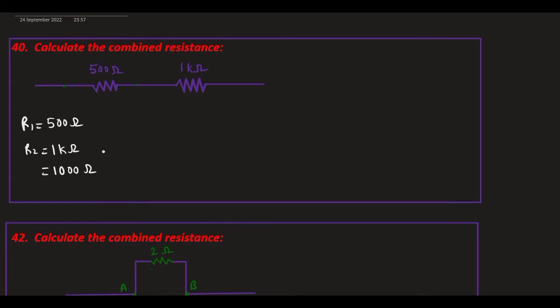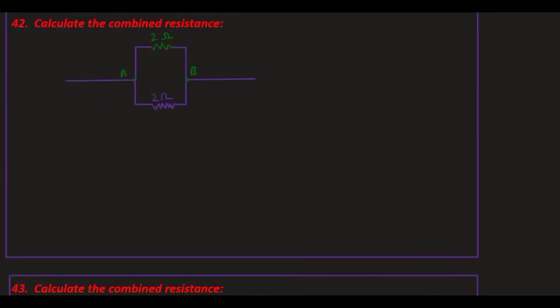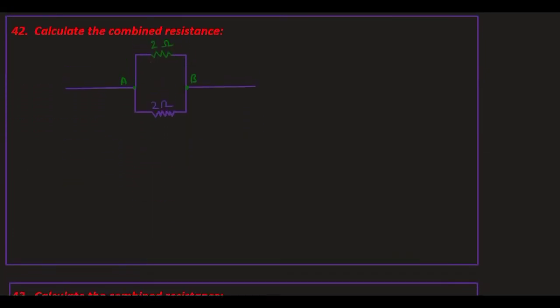We know that the effective resistance in series, RS, is given as R1 plus R2. Here R1 is 500 ohm and R2 is 1000 ohm. When we add them, we get RS equal to 1500 ohm. If we divide it by 1000, we get 1.5 kilo ohm. Therefore, we can have two values of RS: RS is equal to 1500 ohm and RS is equal to 1.5 kilo ohm. Let us move on to the next question now.